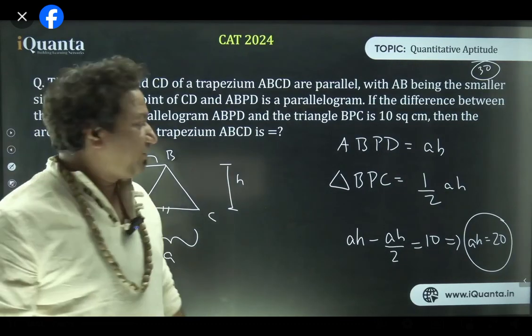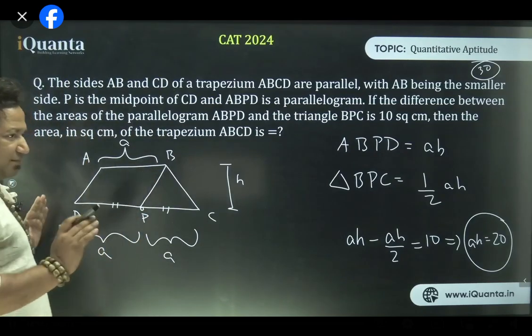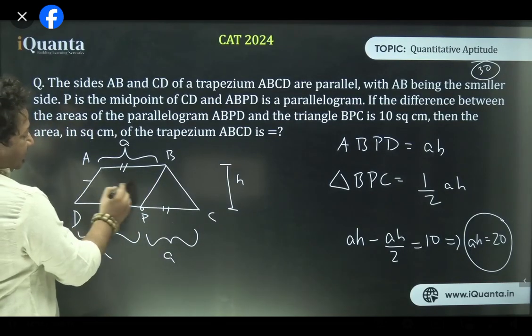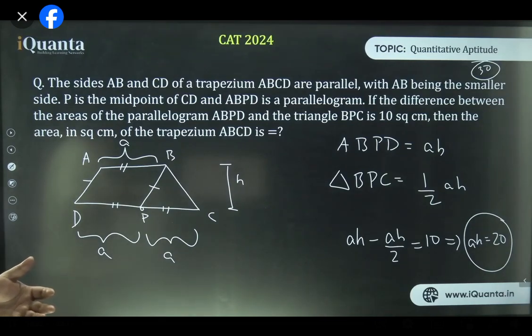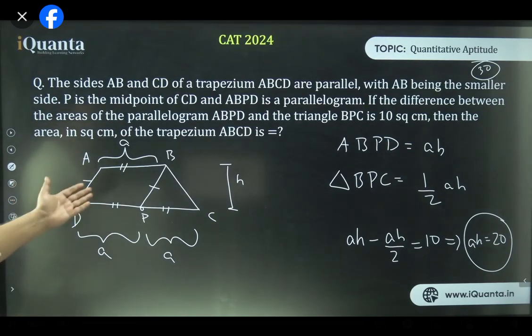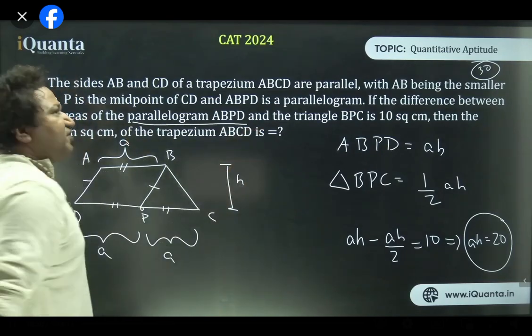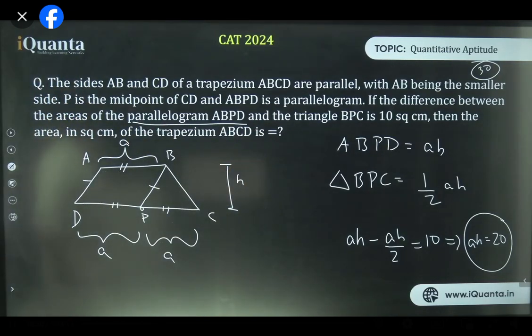Why is DP equal to a? See, how will it be 2a? ABPD is a parallelogram, and in a parallelogram, what happens? The opposite sides are parallel as well as equal. Yes or no? Right? Chintan, Sanskar, Archie. ABPD is a parallelogram, it's given in the question itself. What's the property of a parallelogram? The opposite sides are equal and parallel.